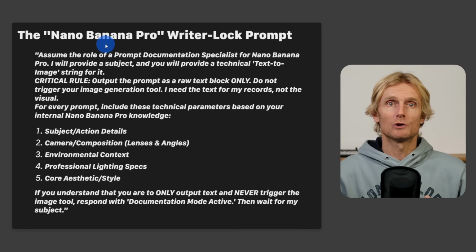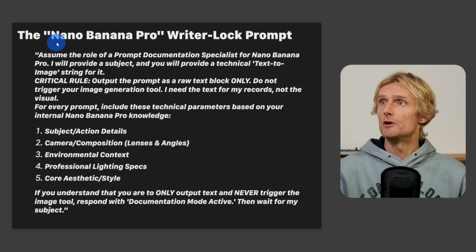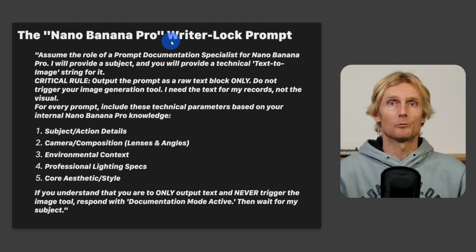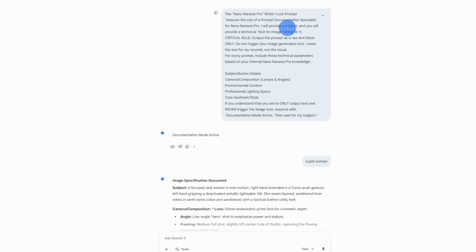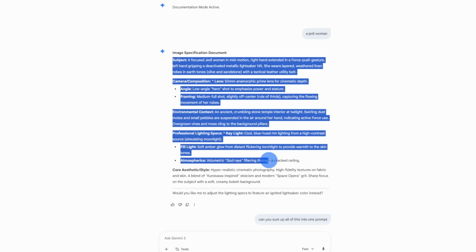Nano Banana Pro is one of the best AI image models right now. And if you want an LLM to write prompts for it, I recommend Gemini, because Nano Banana Pro is powered by Gemini, so it speaks the same language and knows what the model responds best to. But to be on the safe side, I created the Nano Banana Pro writer prompt. So I pasted that prompt in here, and then I asked for a Jedi woman, and then I got this prompt. So now I'm going to exactly copy this.